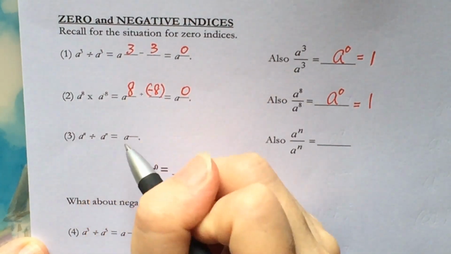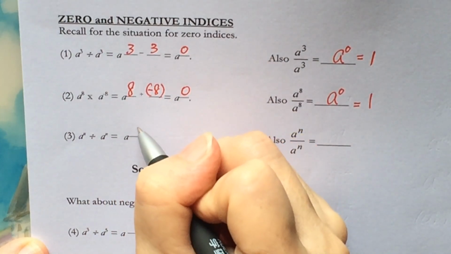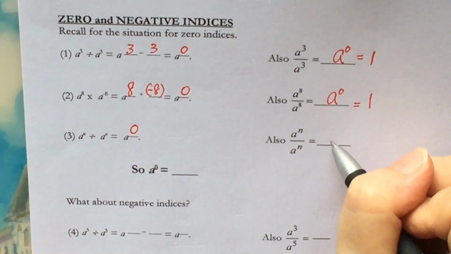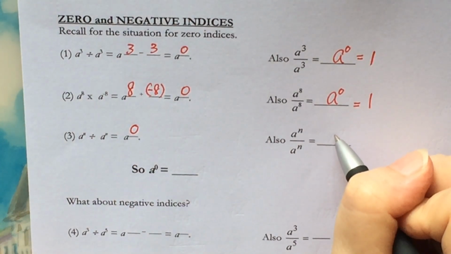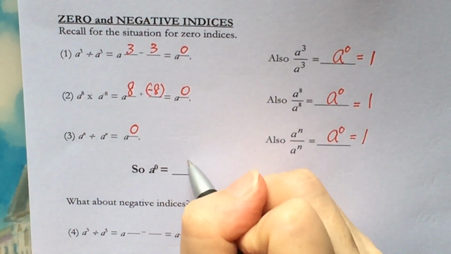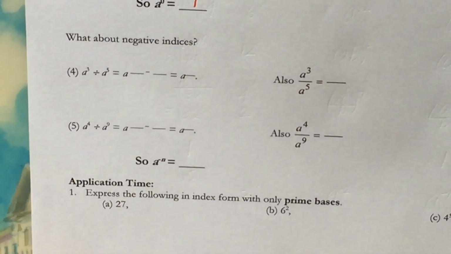Okay, a power n divided by a power n, that will be a to the power of n minus n, which is a0. So this is also equal to a0, and so we can say that a0 is actually 1. What about negative indices?